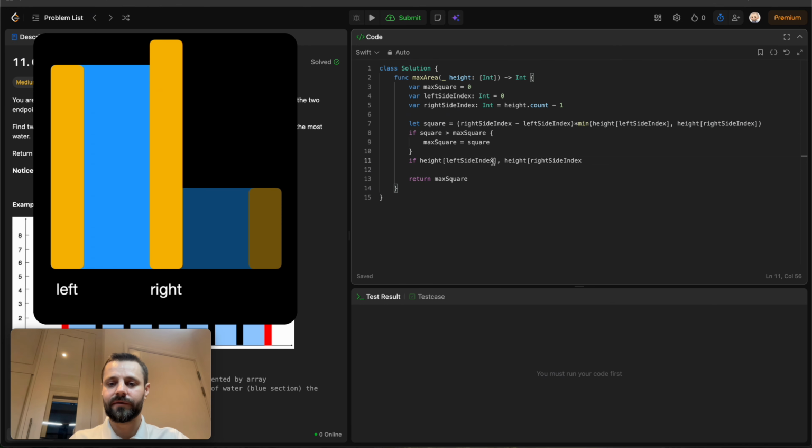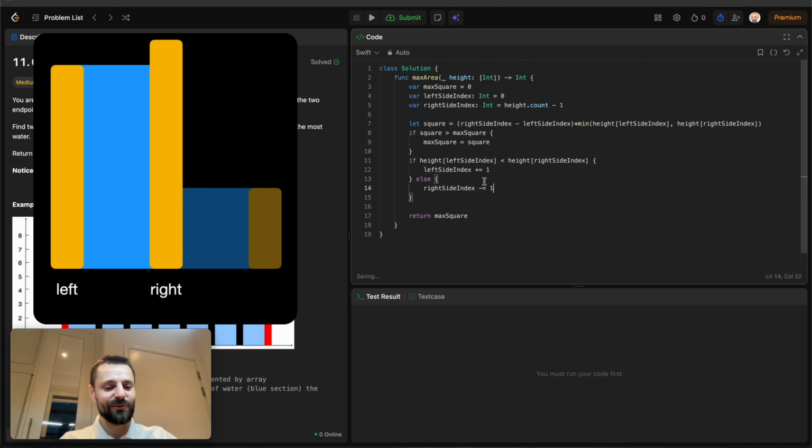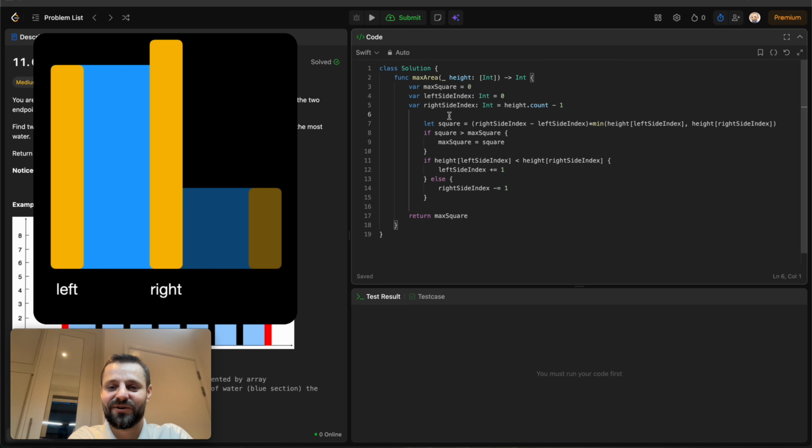sides of our container. So if left side is less than the right side, then we could replace the left side and pick the one closer to the center. Otherwise, we are going to replace the right side and pick the one also one step closer to the center. So this is the code which calculates the square for one couple of left side and right side index.